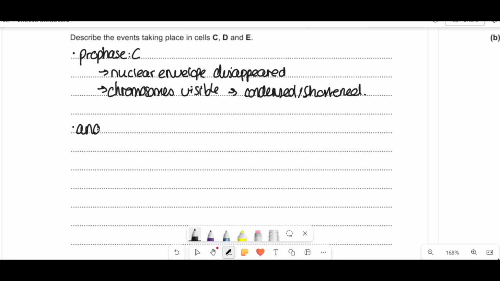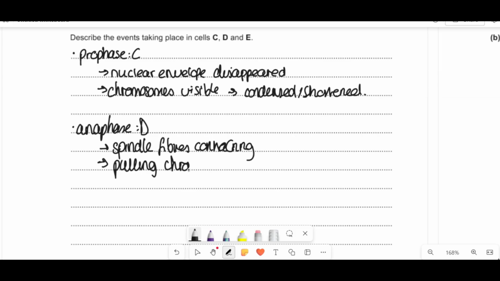So anaphase is D. Why? Because you can see the spindle fibers are contracting. That's what those lines pulling on them are. So the spindle fibers are contracting and they're pulling the chromatids, because remember that's what's happening in mitosis. At this point, the chromatids separate.